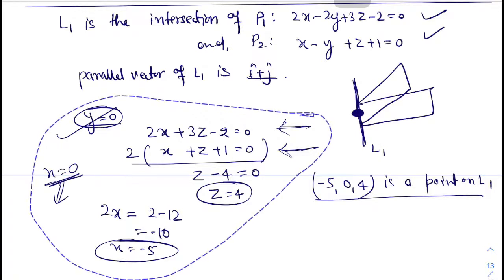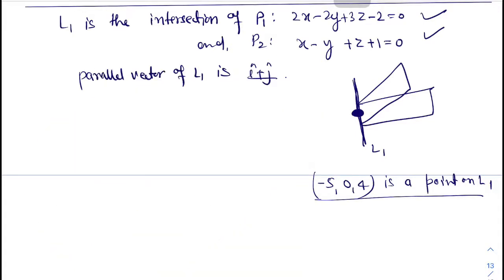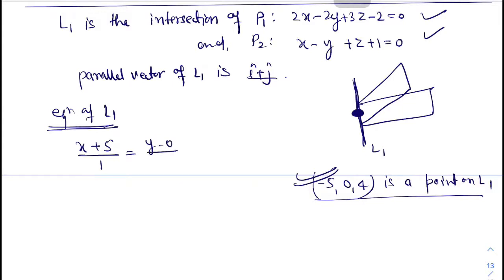We have already had this point on L1, and then we can write the equation of L1. L1 is a line that is passing through minus 5, 0 and 4. So I can write this equation of L1 as x plus 5 divided by the coefficient of the parallel vector, that is 1, equal to y minus 0 upon 1 equal to z minus 4 upon 0, because the coefficient of k cap is here 0. So this is the equation of line L1.